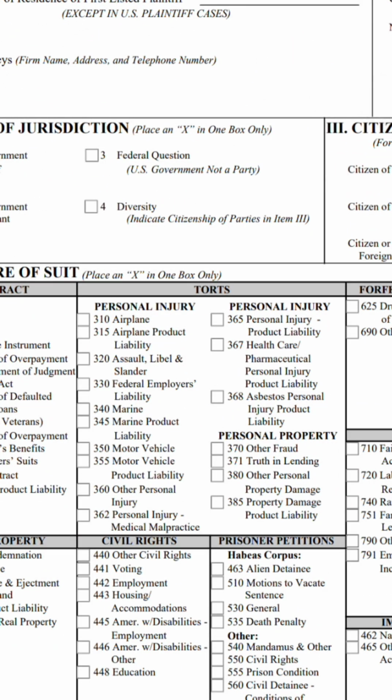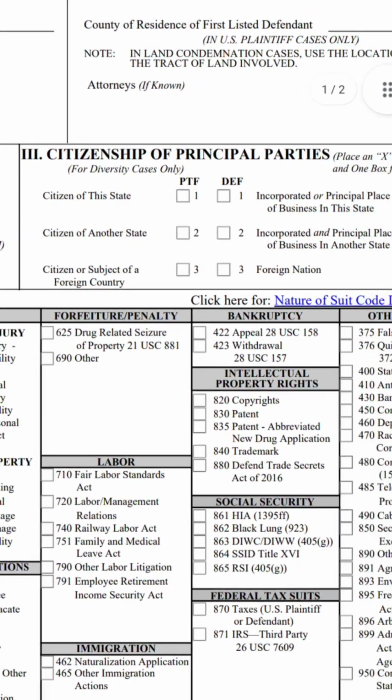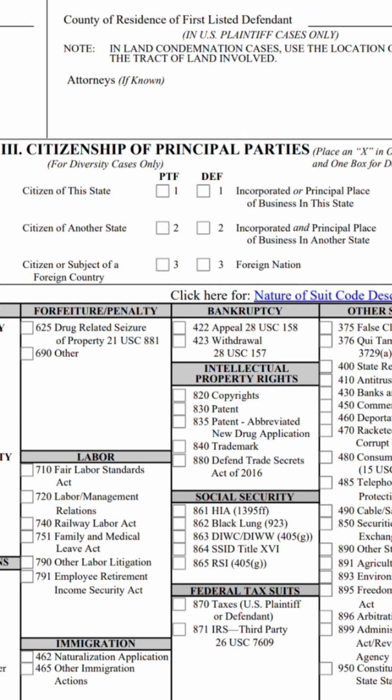Okay, so back to the cover sheet. That's how you will figure out federal question or diversity. If it's diversity, that means you're dealing with other states. If it's a federal question, that means you're using U.S. code and all that good stuff.